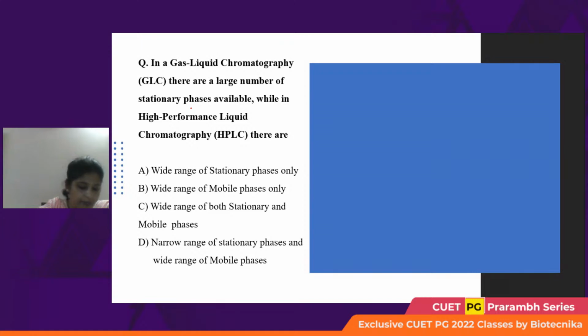Wide range of mobile phase. So you are saying, Avishka Srivastav, option B. And Azagya, you are saying option D. Manvi, you are saying option D. So I think there's a confusion between B and D, right? Because some of you are answering option D, some of you are answering option B.